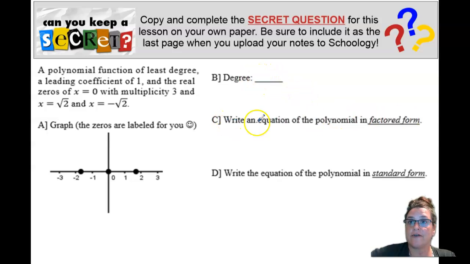You're going to write it first in factored form and then expand it and combine your like terms, write it in standard form. Okay, once you've got those all finished up, then you can upload that result as the last page of your notes in Schoology.